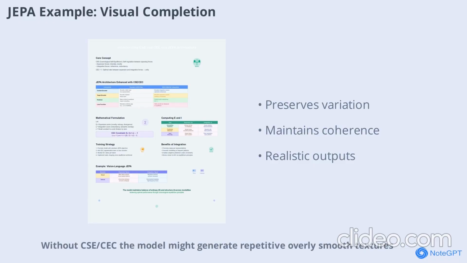Consider a JEPA model tasked with completing a masked image of a snowy mountain. Without CSE-CEC, the model might generate repetitive, overly smooth textures, reflecting a bias toward common patterns. With CSE-CEC integration, the predicted patch preserves natural variation while maintaining structural coherence. This balance ensures that the model can adapt to new visual contexts without losing sight of the underlying structure, resulting in more realistic and meaningful outputs.